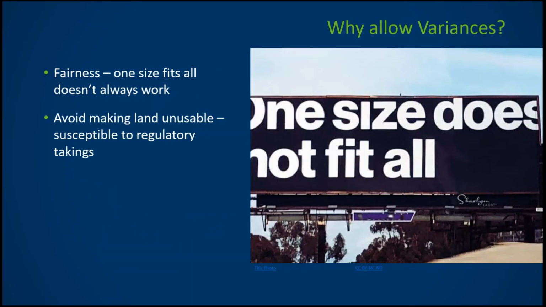Over time, state laws have evolved to recognize that a one size fits all approach doesn't work for local zoning. Variances are a method to provide basic fairness to property owners and their wide range of physical situations so as to ensure reasonable use. If local regulations make land unusable, the local government is subject to regulatory takings and would need to compensate that property owner for that taking.